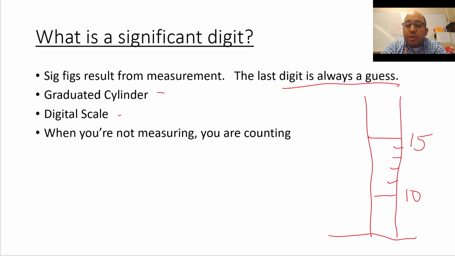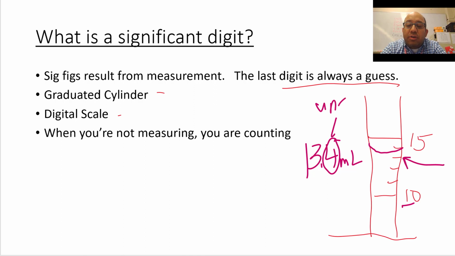And then you have your liquid, maybe water, that's halfway in between 13 and 14. You would say the measurement, because you have to guess between the lines, would be 13.4 milliliters. So you know that the 1 in the 10 is certain. You know that the 3 is certain, but you aren't really certain about that last digit. That last digit is the guess. So that last digit is always the uncertain value, but you are certain about every other digit.